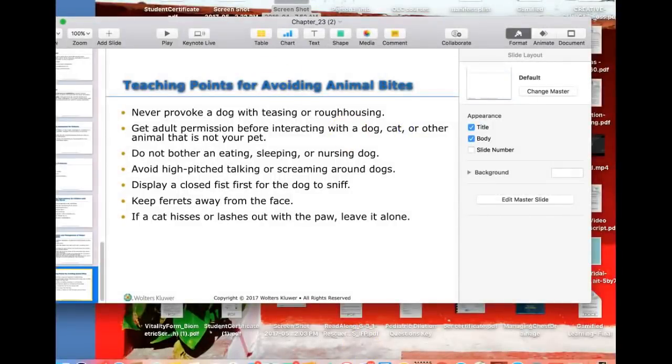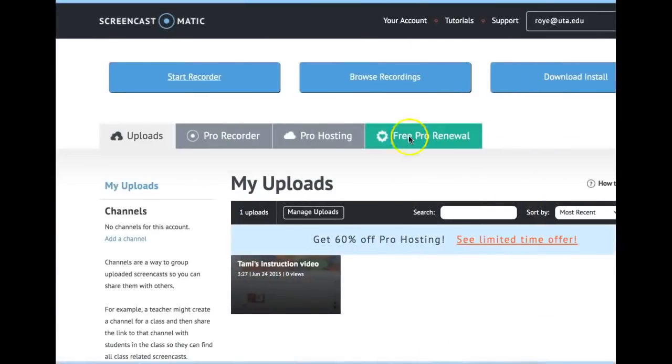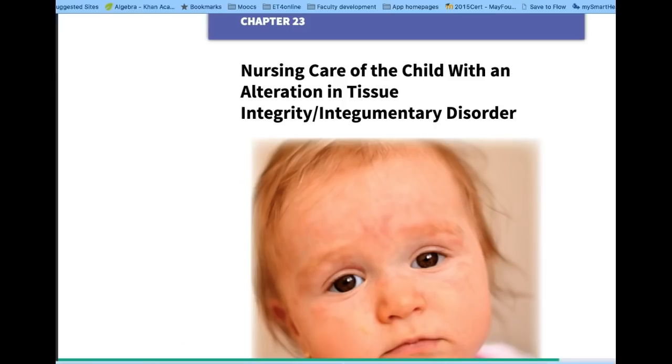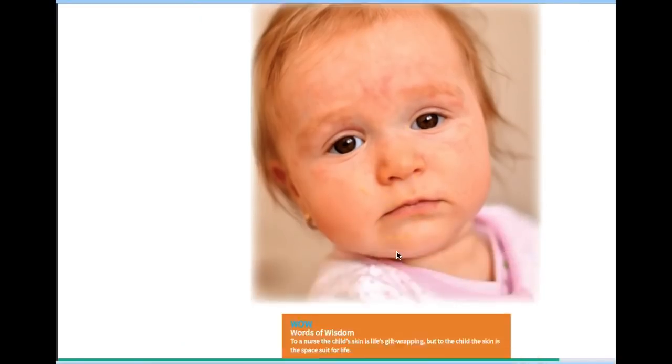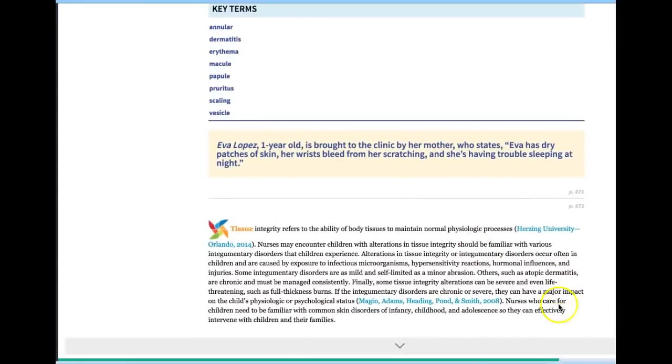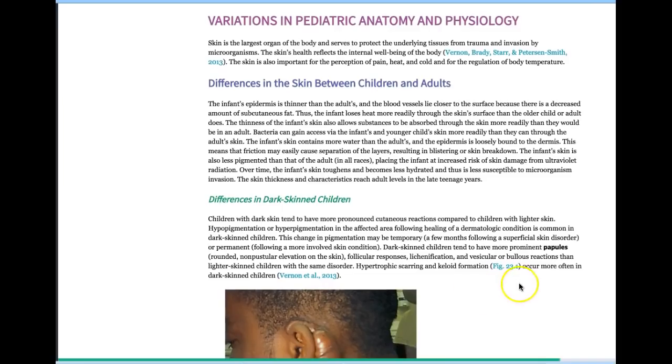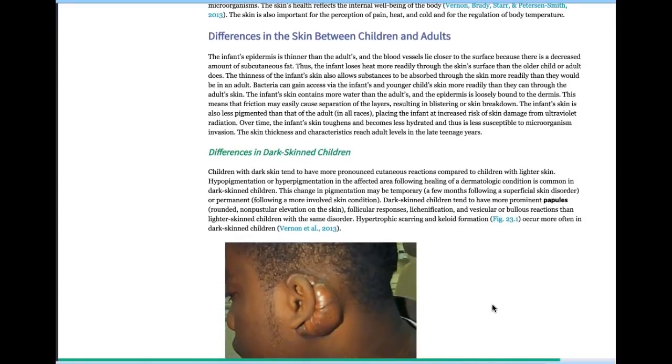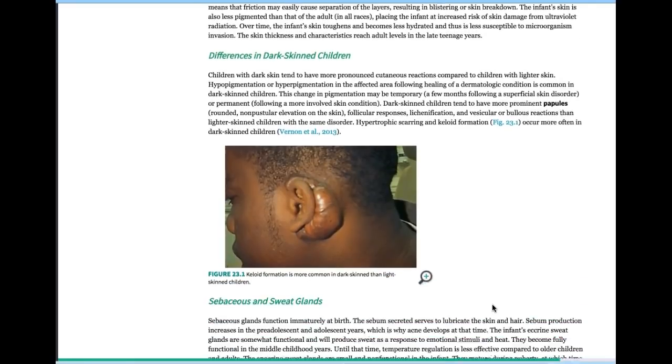All right, so now let's go look at the chapter. The chapter's a little bit more thorough in explaining a lot of these things. One thing that I do want you to remember about the difference between skin in children and adults: children's skin is much thinner, much more absorbative, if that's a word.